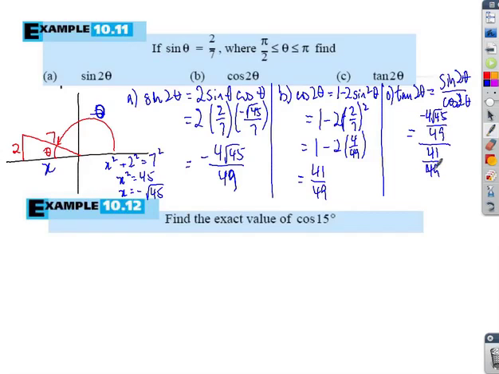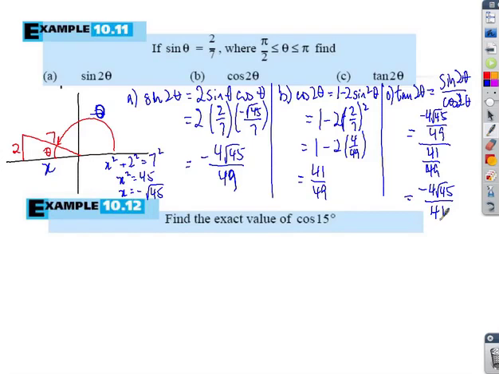When you divide these two fractions, obviously, when you divide fractions, you multiply by the reciprocal. You can try this on your own, but you'll notice that the two denominators that are common, the 49s, will cancel out, and it ends up being the numerator in the top fraction over the numerator in the bottom fraction. So this answer should be negative 4 root 45 over 41.